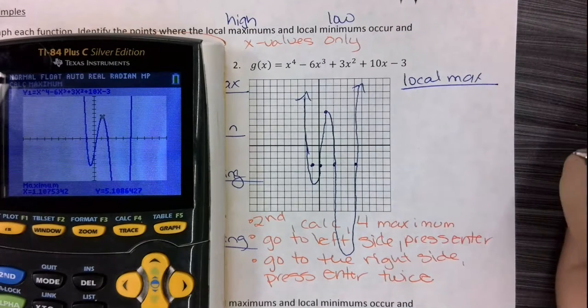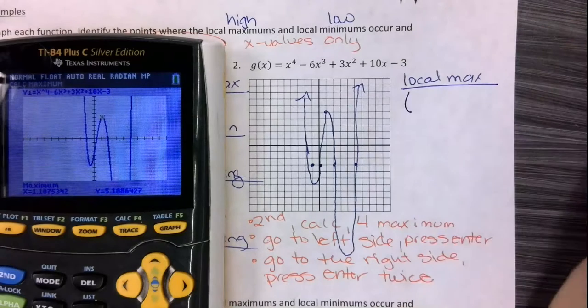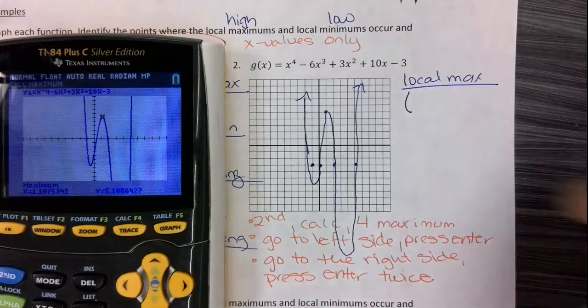So what is the coordinate point of that maximum? Round to 2 decimal places. Okay. I said, what's the coordinate points of the local max? It's the one where the flashing black dot is right here.